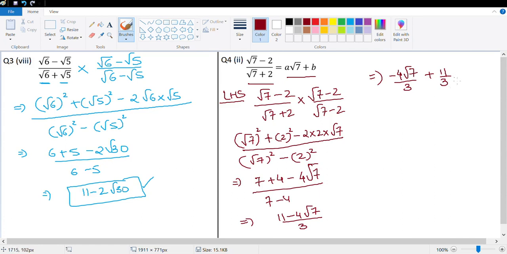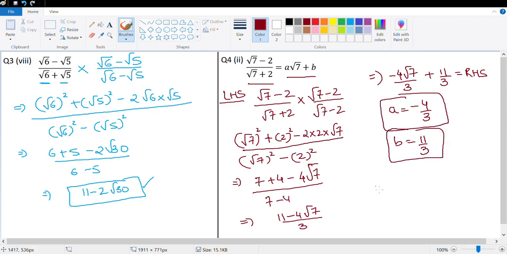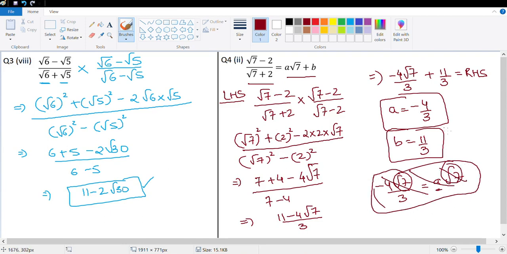Now when I compare this to the right hand side, what I get is a is equal to negative 4 by 3 and b is equal to 11 by 3. Right? Comparing, what I have basically done is negative 4 root 7 upon 3 is equal to a root 7. What that basically means is a is equal to negative 4 by 3. Perfect. So these are the values. Let's look at the next homework question.